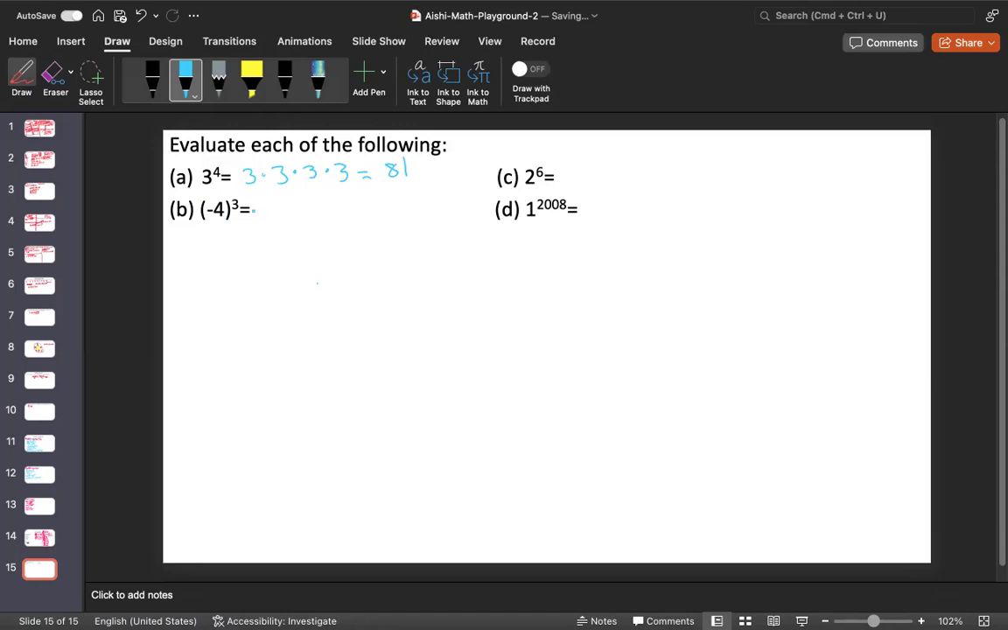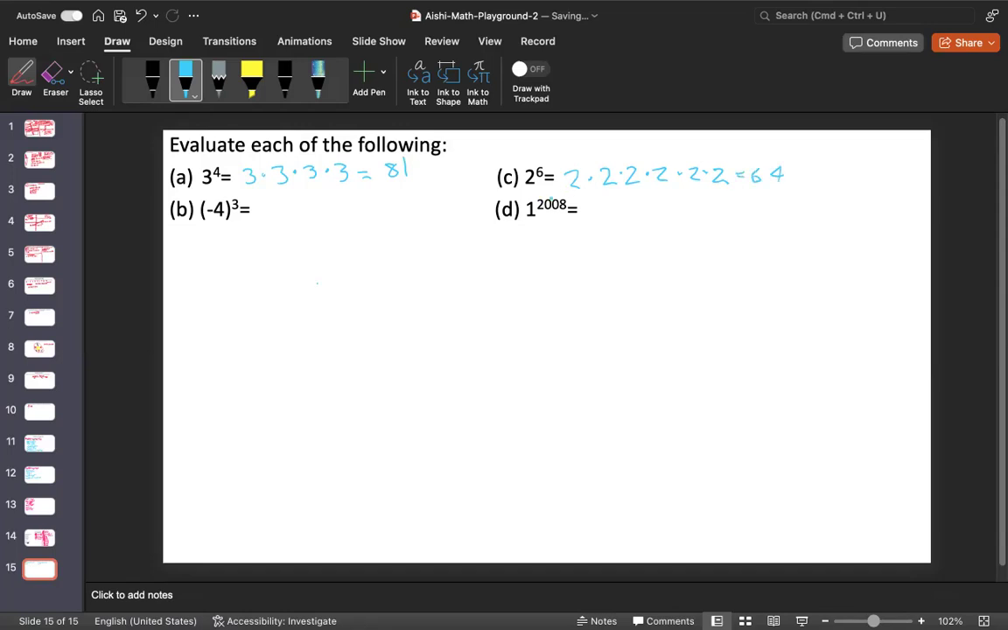Let's save B for the last. Let's start on C. 2 to the 6th power. We have 2 times 2 times 2 times 2 times 2 times 2. So 2 times 2 is 4, 4 times 2 is 8, 8 times 2 is 16, 16 times 2 is 32, and 32 times 2 is 64.